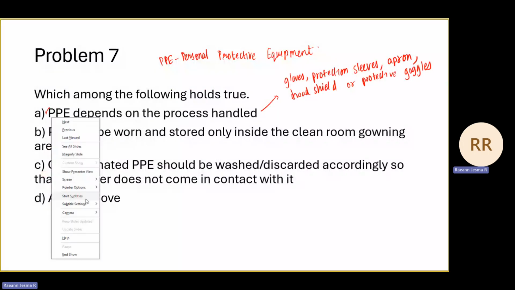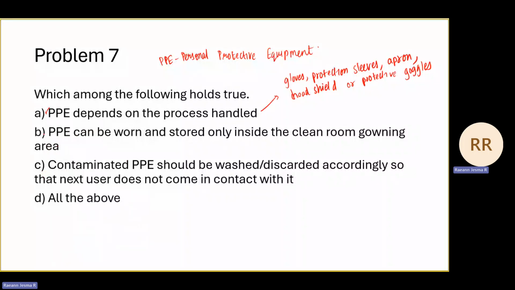Then option C is contaminated PPE should be washed or discarded accordingly so that the next user does not come in contact with it. So this is also correct. This is because, let's say, if some person is handling some biological samples and it got contaminated, then we should either wash or discard it accordingly so that the next user will not come in contact with it. We don't want any hazardous material to come in contact with the other people who are using the PPE as well. So the correct answer is option D, all of the above.